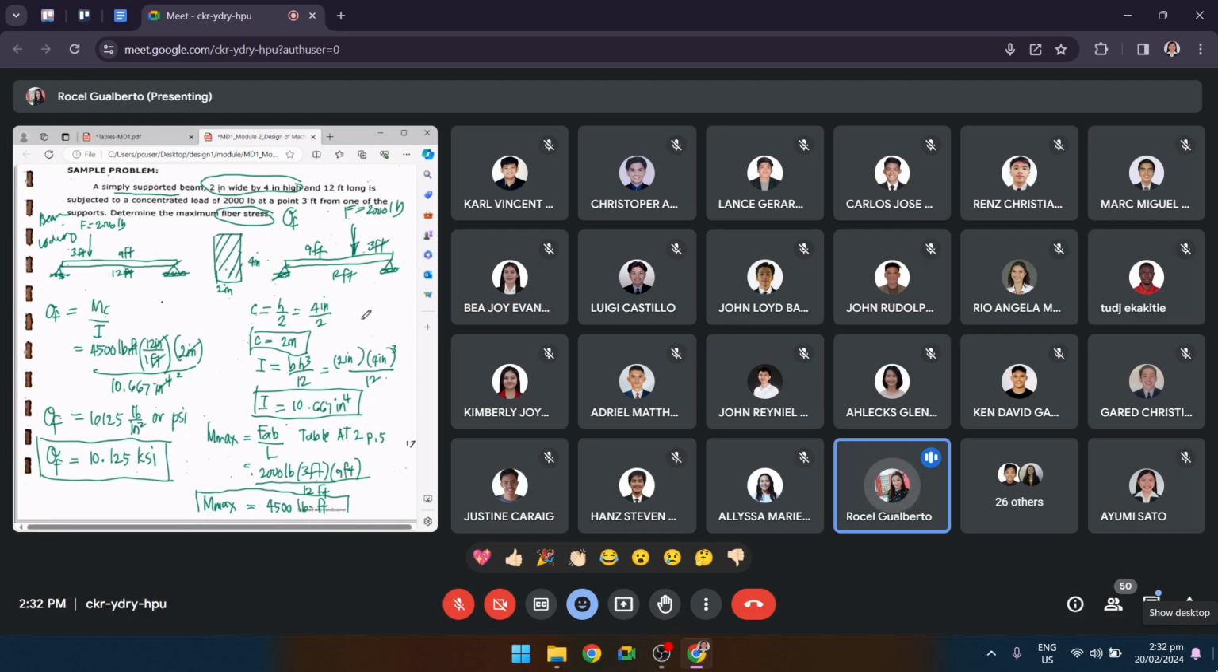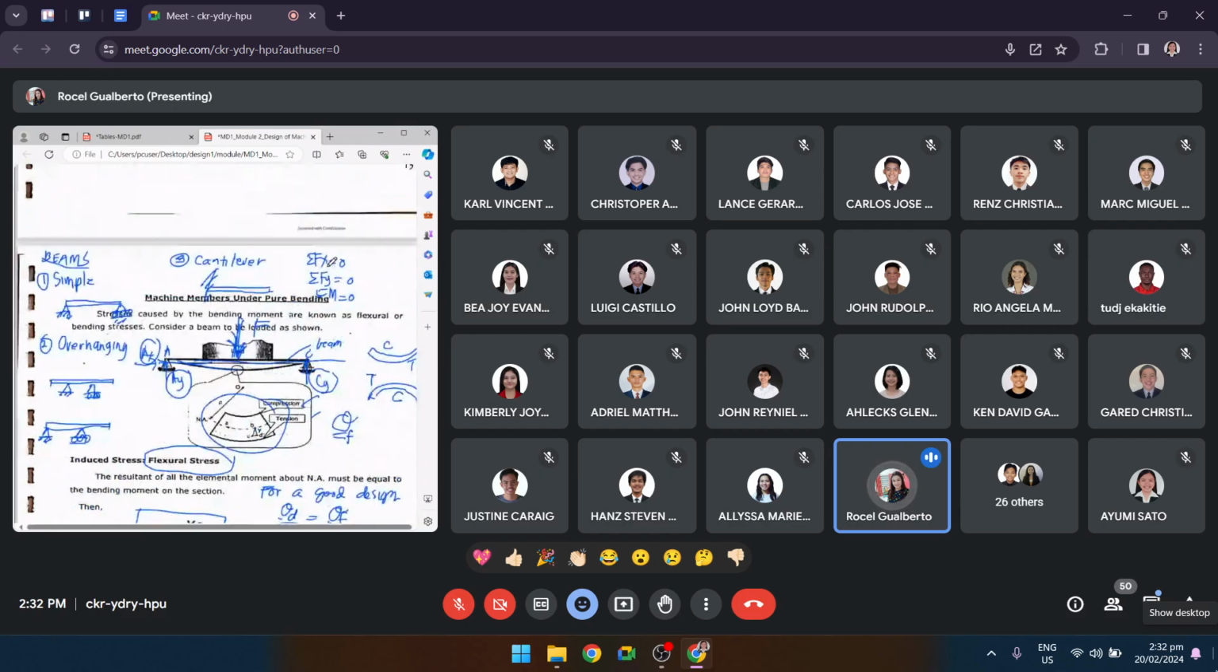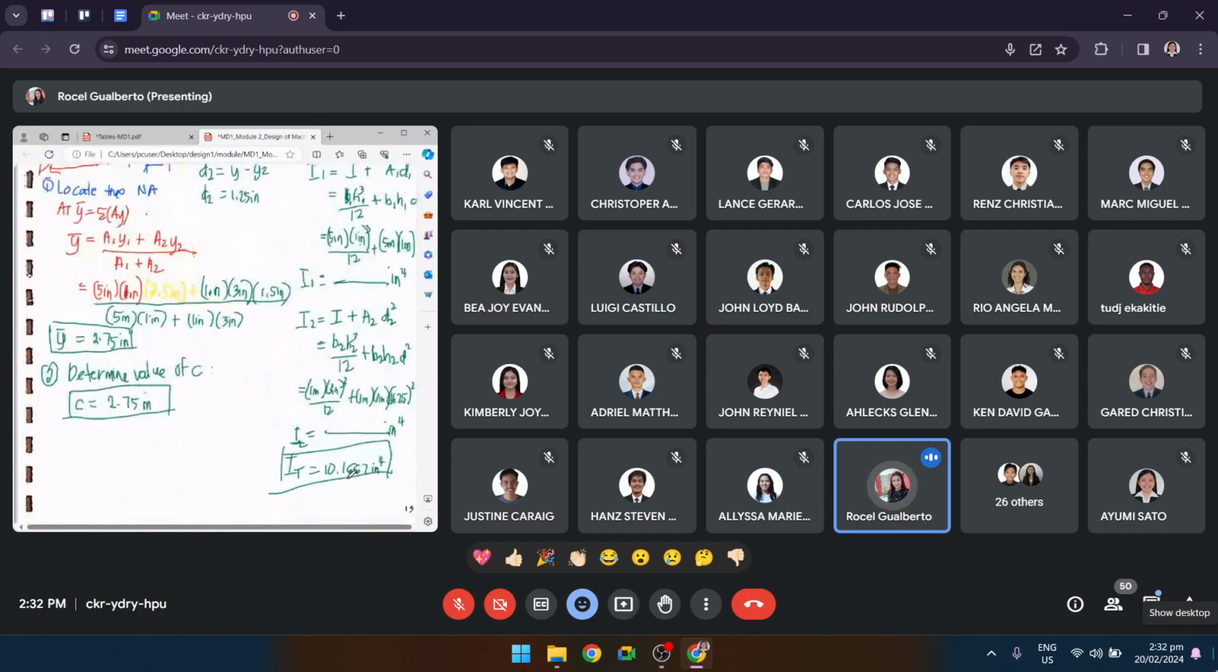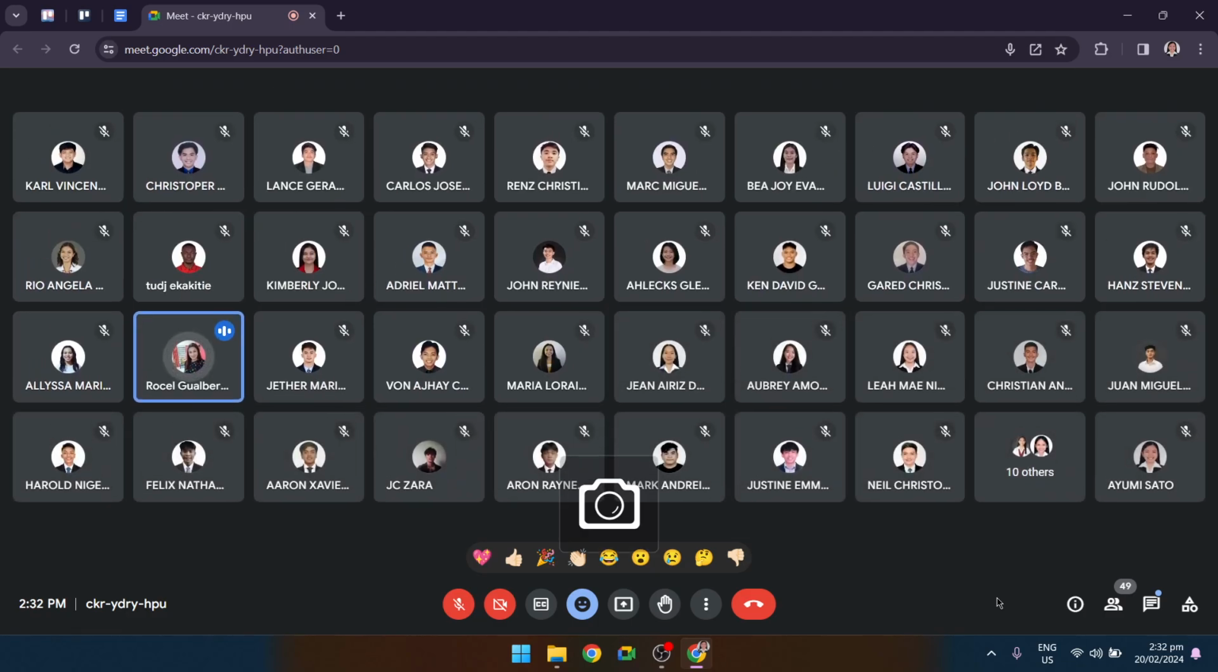Try to save a copy of this solved problem of ours. Same thing with the sample of the economic sections that we initially solved. Try to save a copy of this, okay? This economic section, we will be using this value, I total, and C for the economic sections tomorrow. Do you have any question? None po, ma'am. Okay. If there are none, I'll stop the presentation now, and then I'll end the meet.